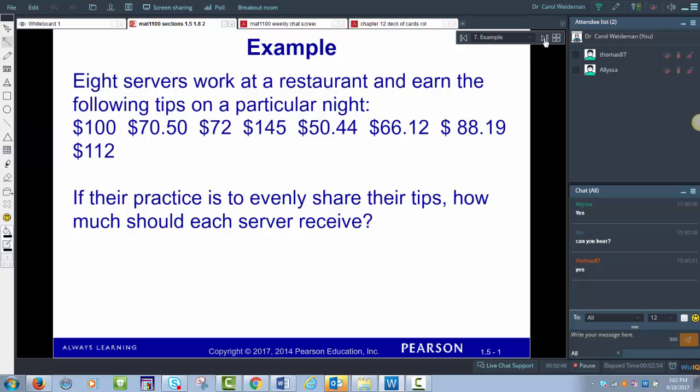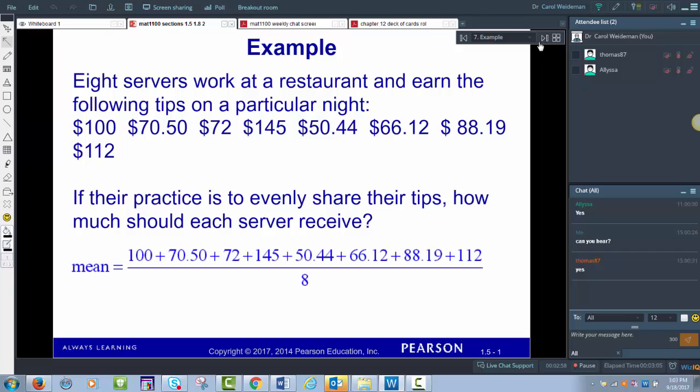So let's work an example. So 8 servers work at a restaurant and they earn the following tips on a particular night. If their practice is to evenly share the tips, how much would each server receive? So what are we going to do? We're going to add up those 8 numbers and divide by 8, and we get a little bit more than $88 on average each server would get.